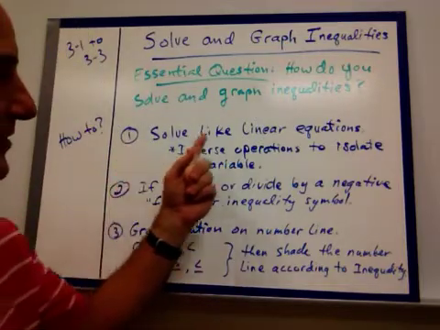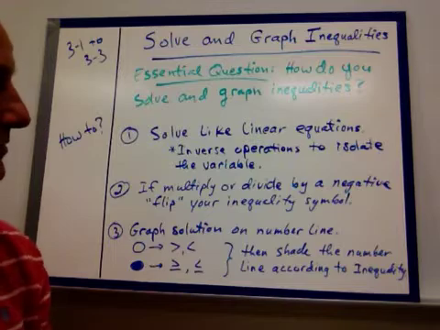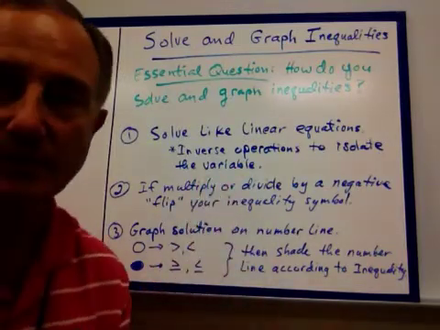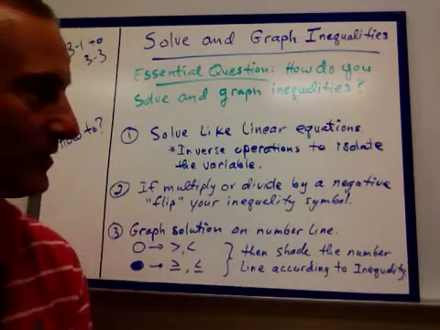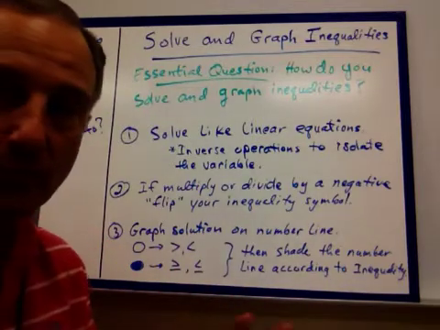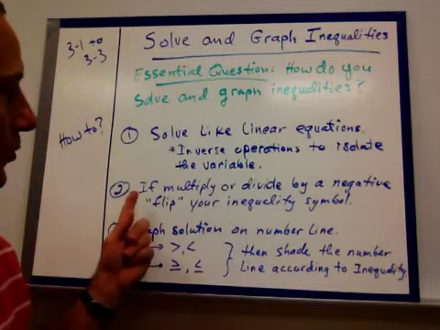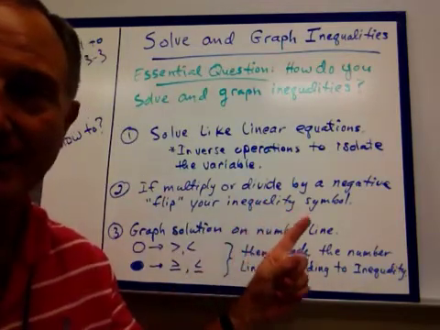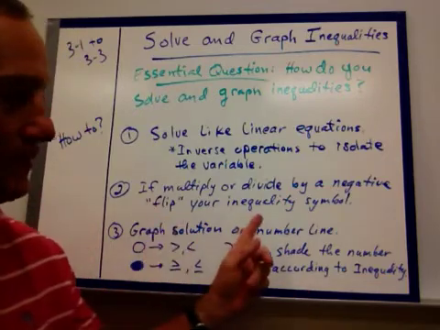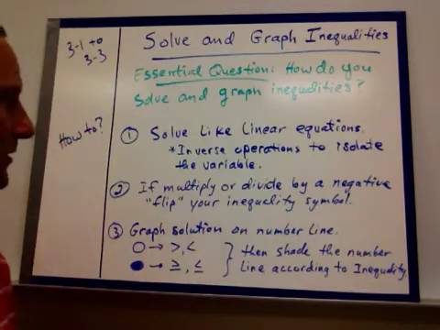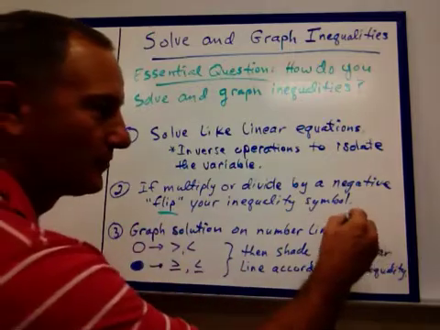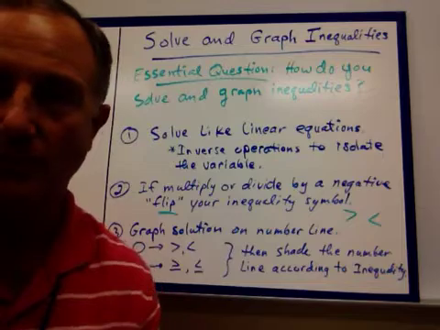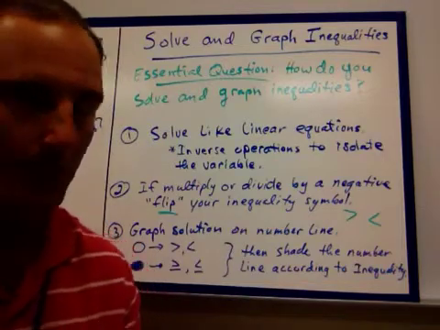So we're going to start out, like I said, solving like a linear equation, inverse operations to isolate the variable. Get that x by itself, all the numbers on the other side. All those same rules apply that we've been doing. When you get down to the multiplying or dividing, and you multiply or divide by a negative in that last step, then you're going to flip your inequality, okay? What I mean by flip is if it was greater than, it would become less than. We just flip the symbol, go the other way with it. Everything else stays the same, okay?